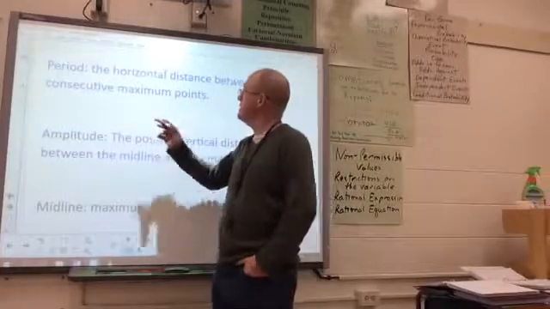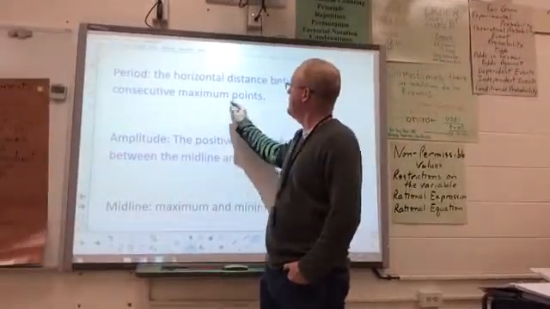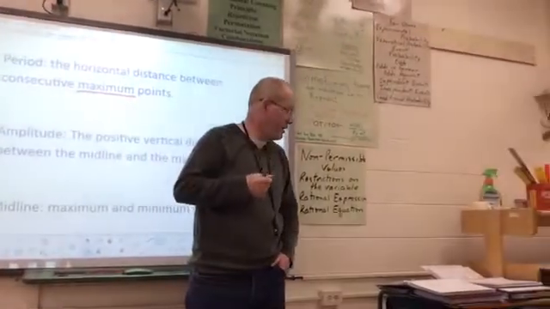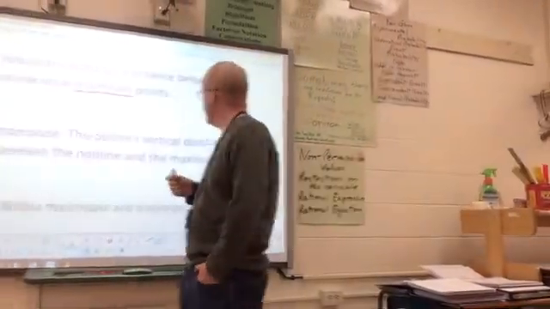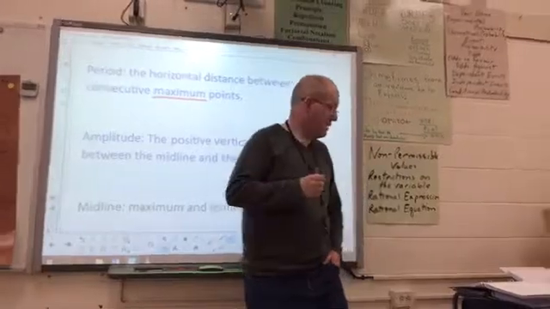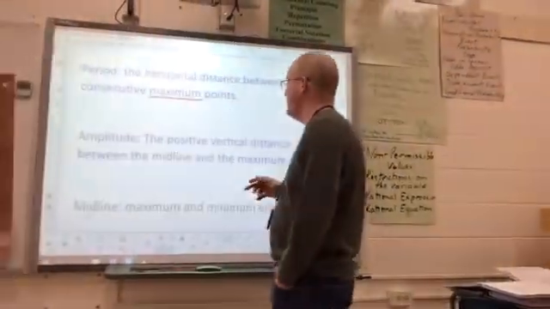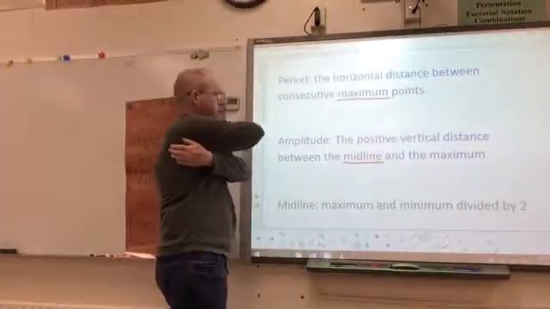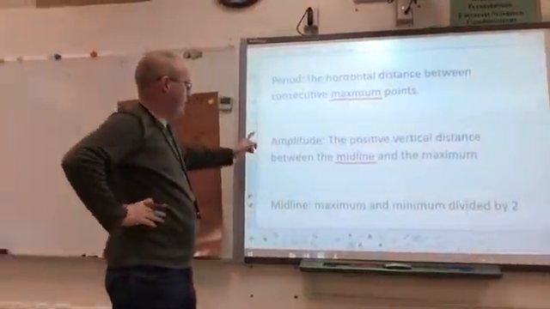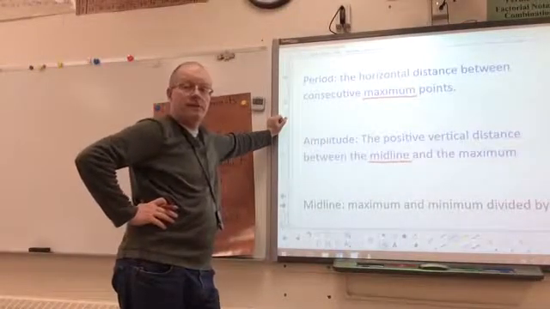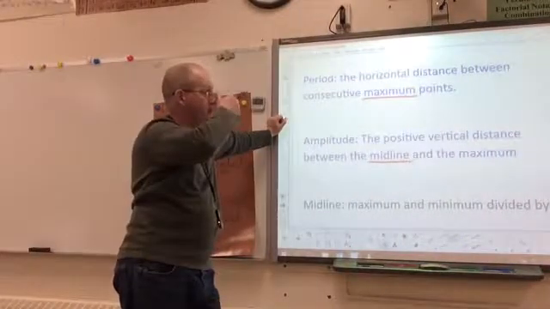Now, definitions you got to know. Period, the horizontal distance between consecutive maximum points. Now that's one nice definition. Now amplitude is a positive vertical distance between the midline and the maximum. And finally, midline is the maximum and minimum divided by 2. Now, there's 3 definitions that are pretty good.